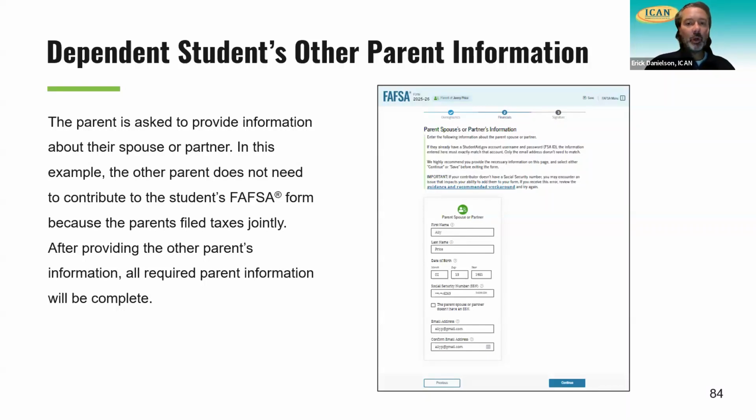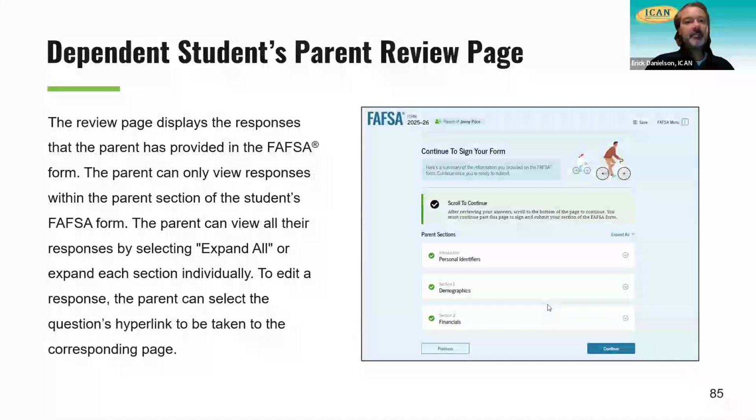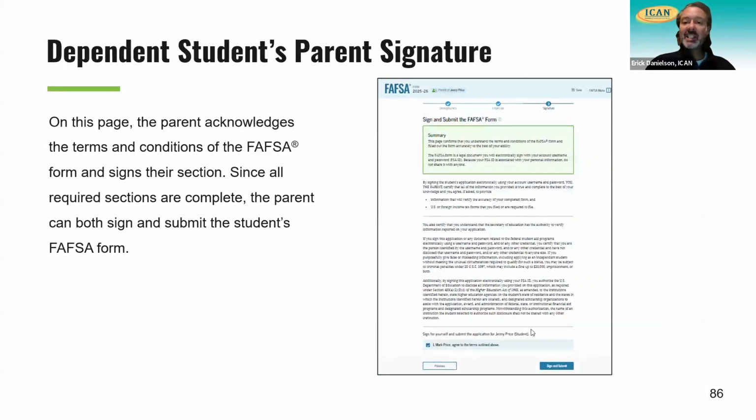Once we list that information and hit continue, now we're at the review part for the parents: personal identifiers, demographics, and financials. You can double check that information, but if it all looks good, we hit continue. And now we're going to be able to sign and submit the form, because in this case, this is the last contributor that needs to get their part done. When the last contributor is ready to sign, then it's going to say sign and submit, and then the FAFSA is going to be complete.